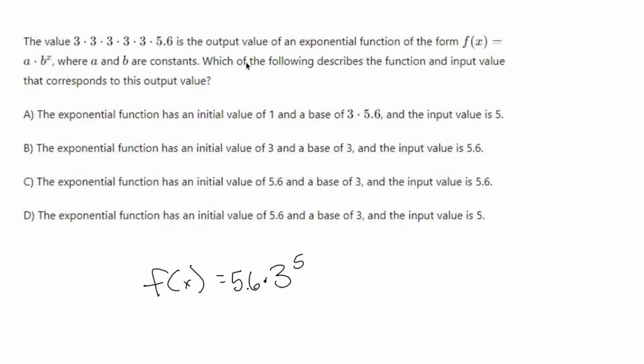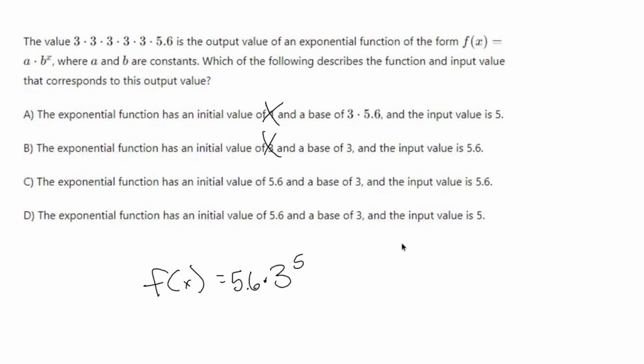Which of the following describes a function and input value that corresponds to the output value? Well, these are all exponential functions. It has an initial value of 5.6, so that's not going to be A, and that's not going to be B, so let's focus on C and D. A has a base of 3, and a base of 3, so that allows for that. That's still good. And an input value of 5.6.